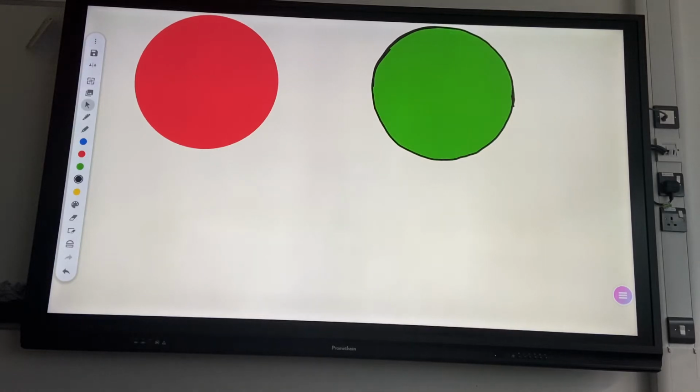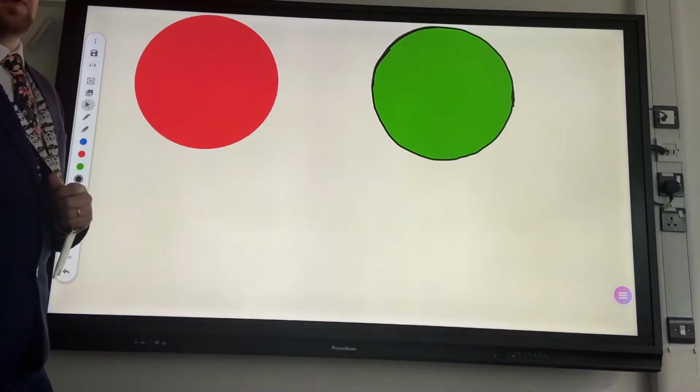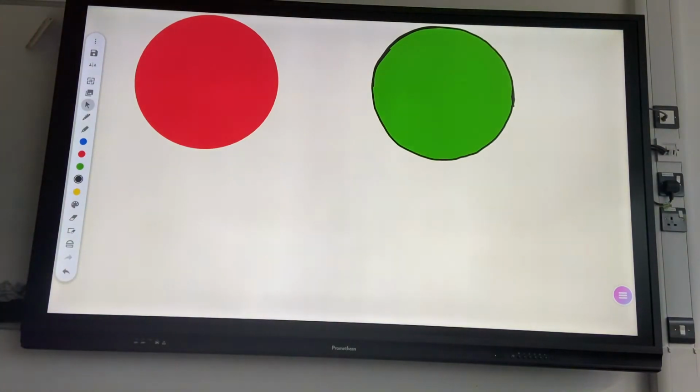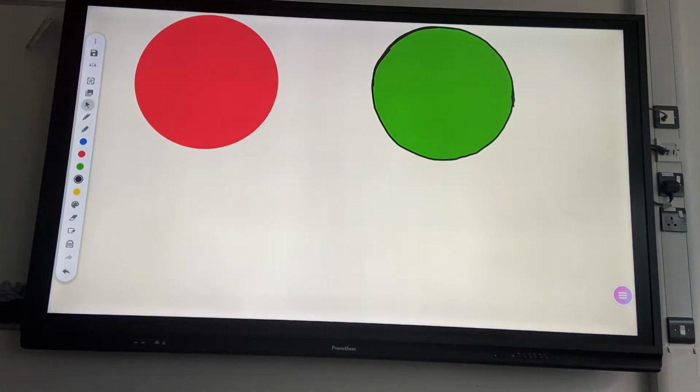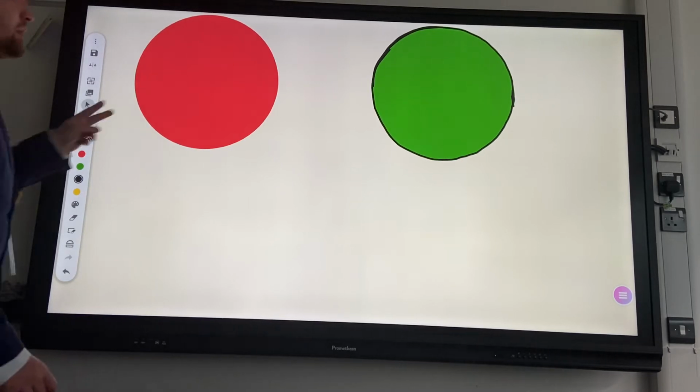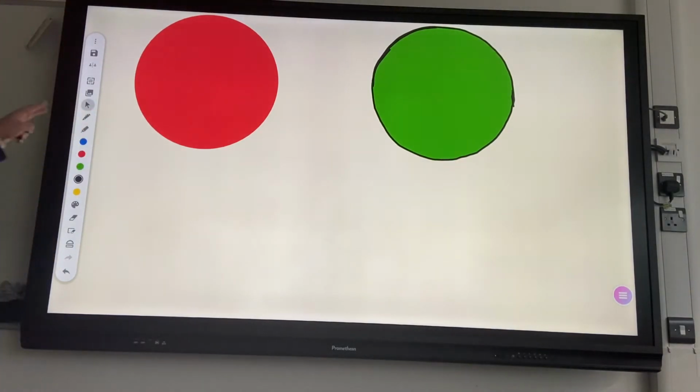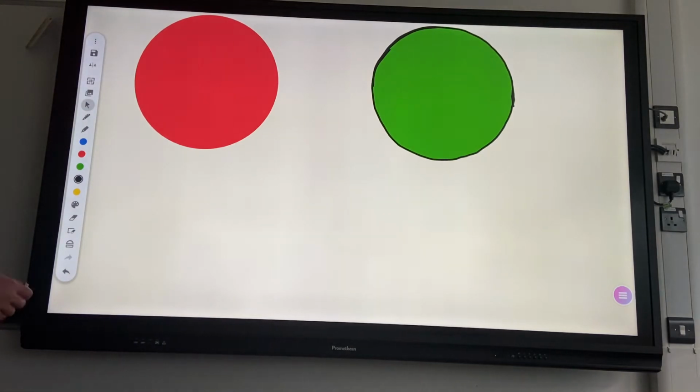Okay, welcome back everyone. We're going to move on to area and circumference of a circle, what it means, what the formula is, and then we'll show you how to use it as well. So on the board I've got two circles. The red circle, we're going to use for the area.